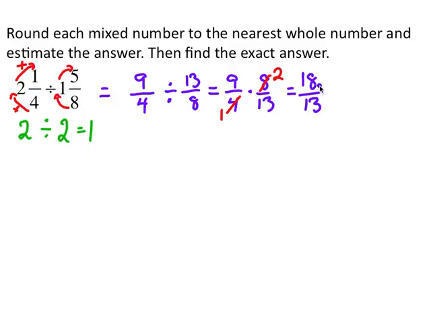That's reduced, but it's still improper, so we're going to take it back to the mixed number. And remember, to do that, you just need to divide. So we say, how many times will 13 go into 18? Well, that's just once. We subtract, we're left with 5. 5 is our numerator, 1 is the whole number. So it's 1 5/13.